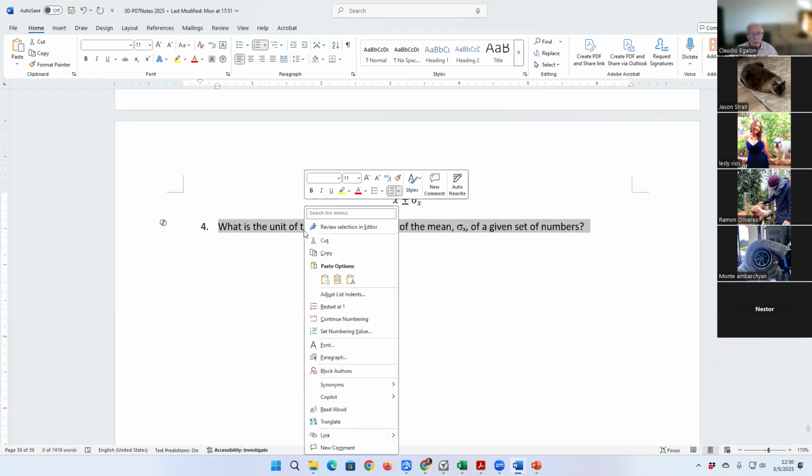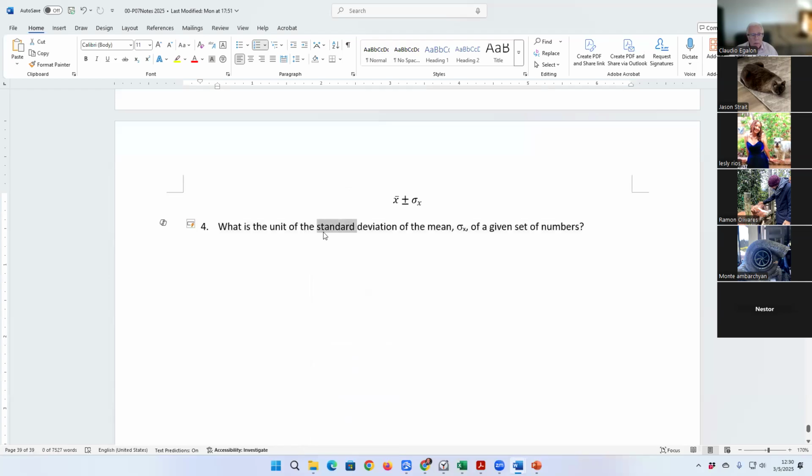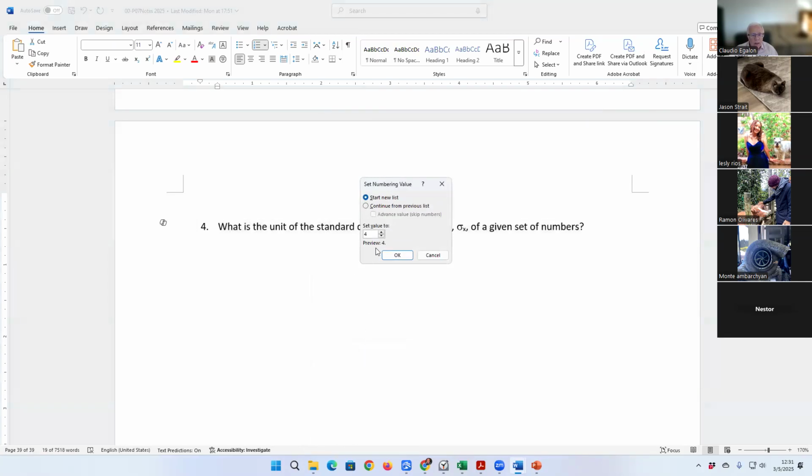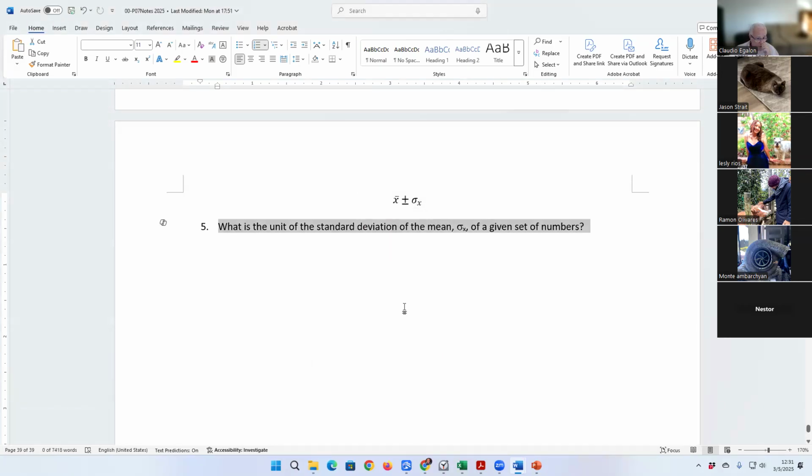Okay, didn't do it. Restart, continue numbering. Appropriate set numbering value 5. Okay, now you should have it.